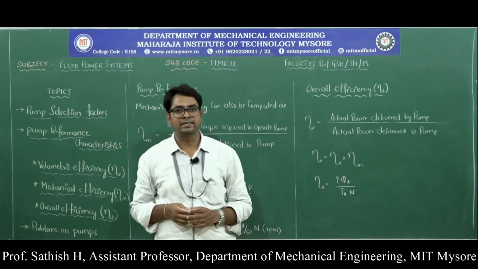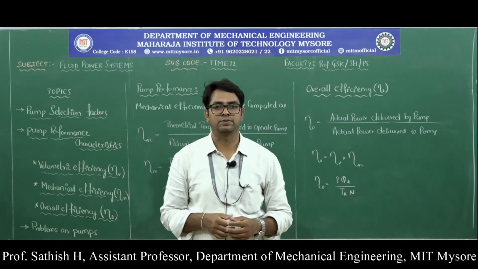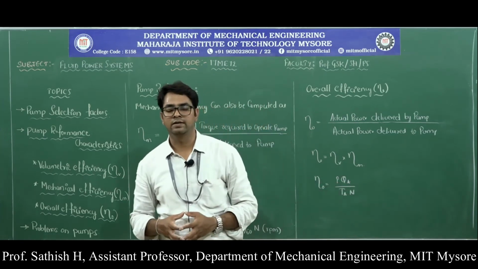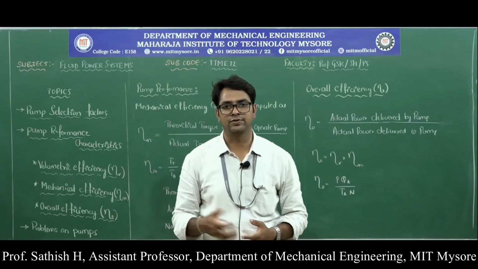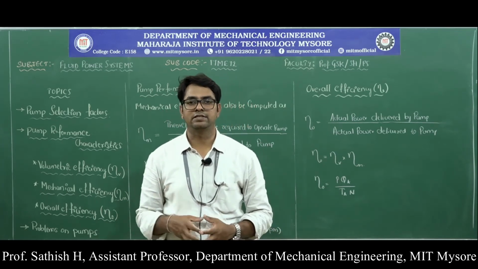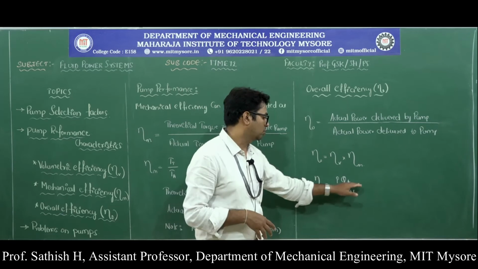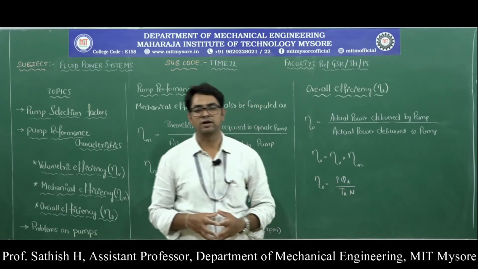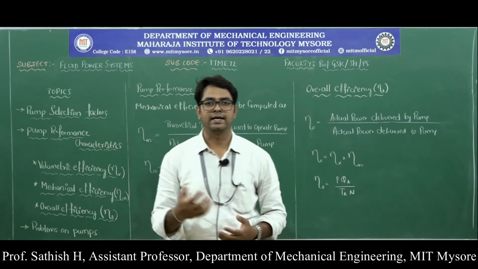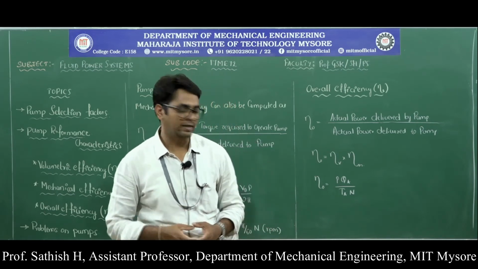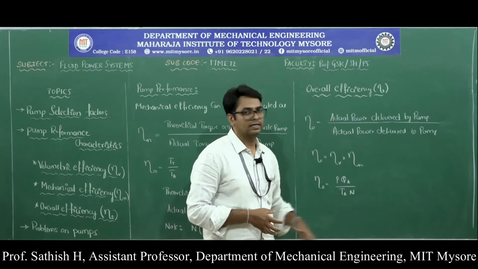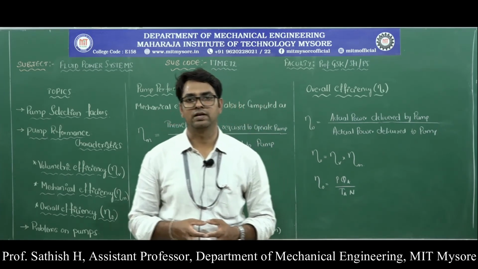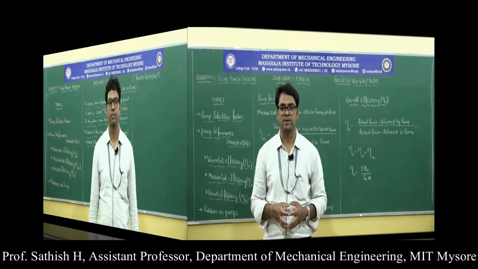Here P is the pressure, which is expressed in pascals, and Q means the flow rate, with meter cube per second as the units. A represents actual, so QA is the actual flow rate, divided by TA. T represents the torque in Newton meters, and TA represents the actual torque, in Newton meters. The pump speed is given by capital N, in terms of RPM, that is revolutions per minute.